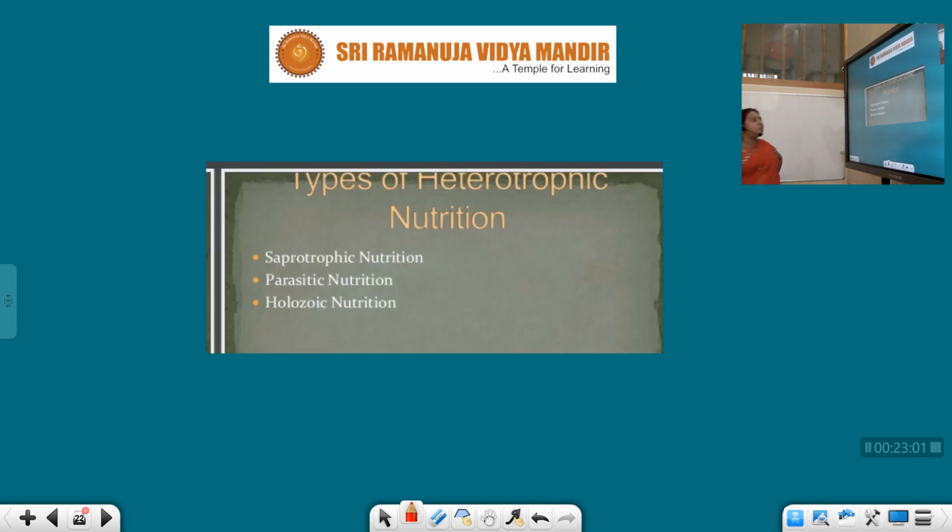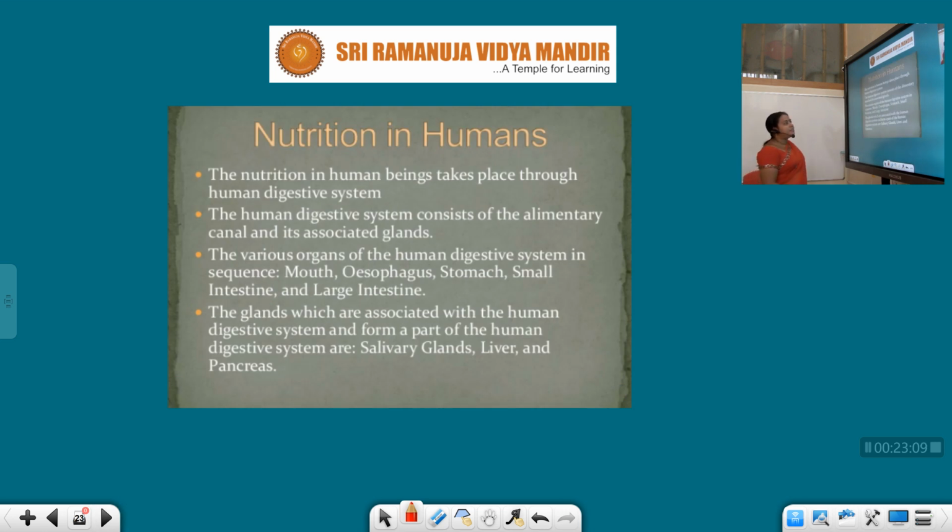Right. Types of heterotrophic mode of nutrition, just now explained: saprotrophic, parasitic and holozoic. And now we are going to discuss nutrition in the human. Nutrition in humans takes place through the human digestive system, and generally we can expect the holozoic mode of nutrition. Holozoic nutrition. And the human digestive system consists of the alimentary canal and associated glands.